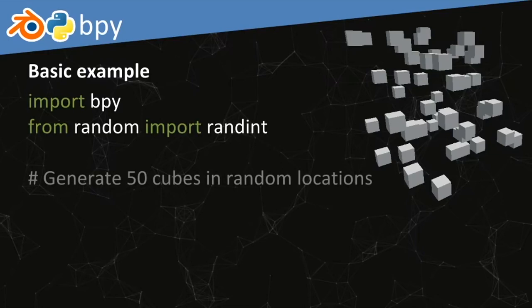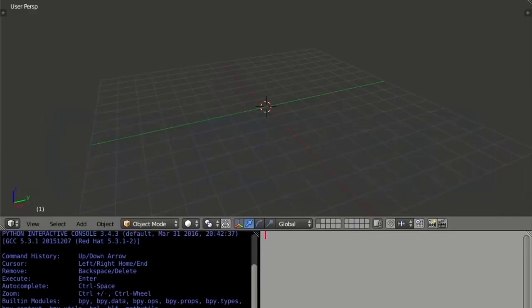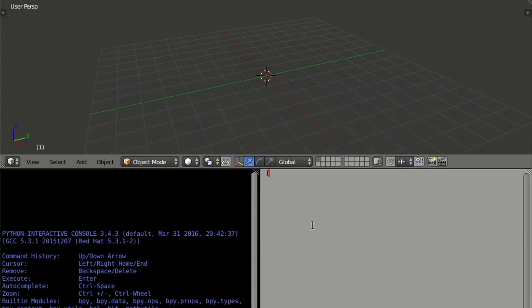Then we want to generate just 50 cubes in random locations. Of course, we're going to iterate over 50 instances with a range function, and then we're calling an operator. So here I'm going to just jump into Blender, and I want to show you how it works within Blender. So I'm just going to really quick copy the same commands. Oops, don't want to be in caps lock.